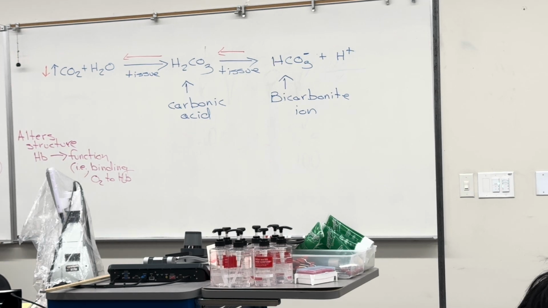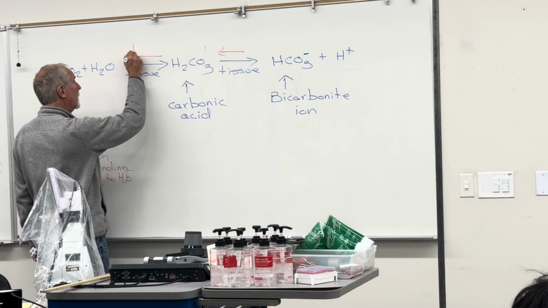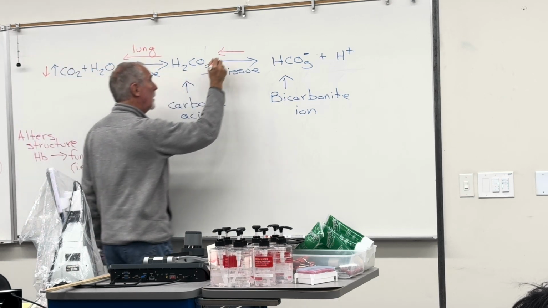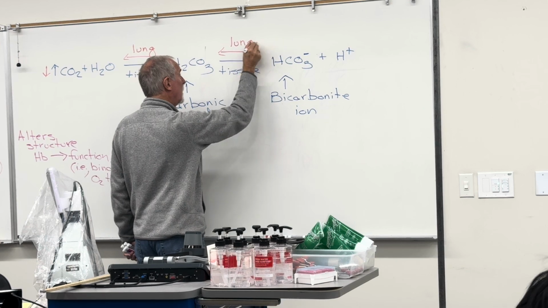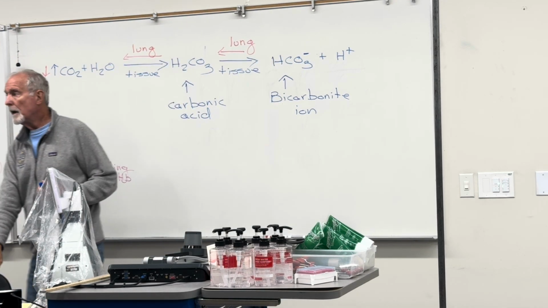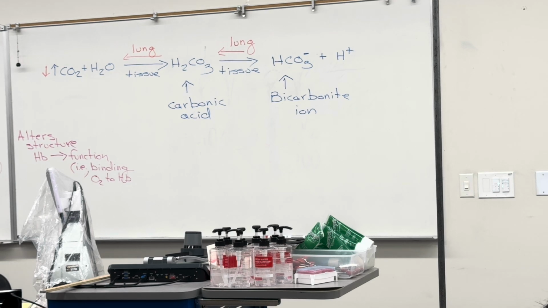So up above these red arrows, I'm going to put lung. Yes, go for it. So the left shift is occurring at the level of the lung. That's exactly right. Because at the level of the lung, we're getting rid of CO2. At the level of the cell, we're putting CO2 into the blood. So at the level of the cells, we drive that reaction to the right because we're putting CO2 into the milieu of the cell, of the interstitial fluid of the blood.